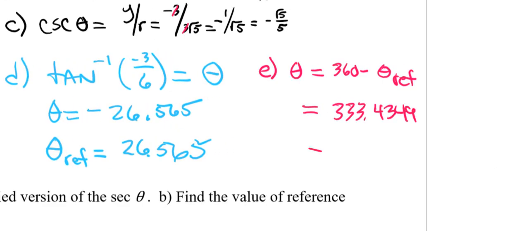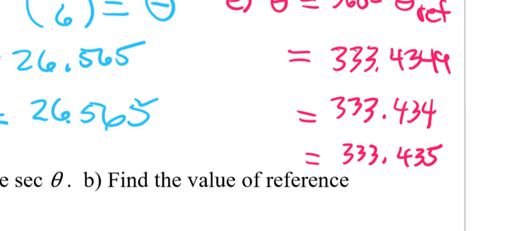333.435. You can leave it as 333.434, or you can round that up to 333.435. Either one of those is okay. So when you do that, just be real careful on your subtracting and your arithmetic there.